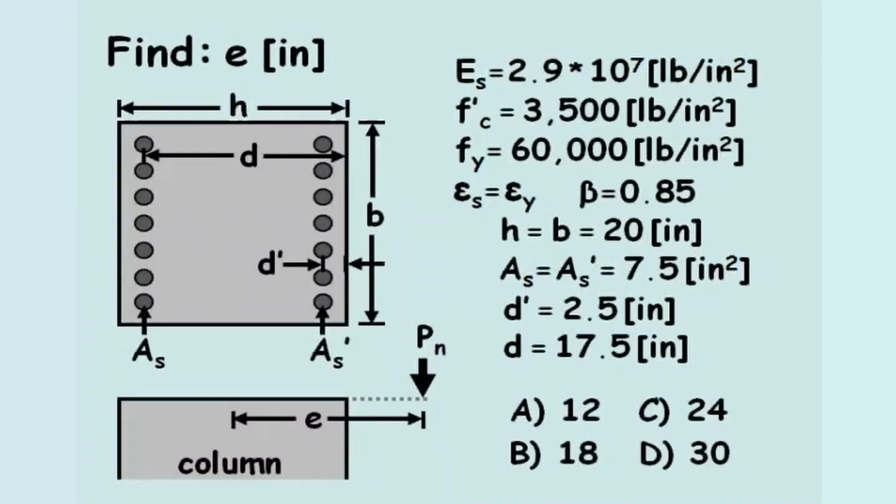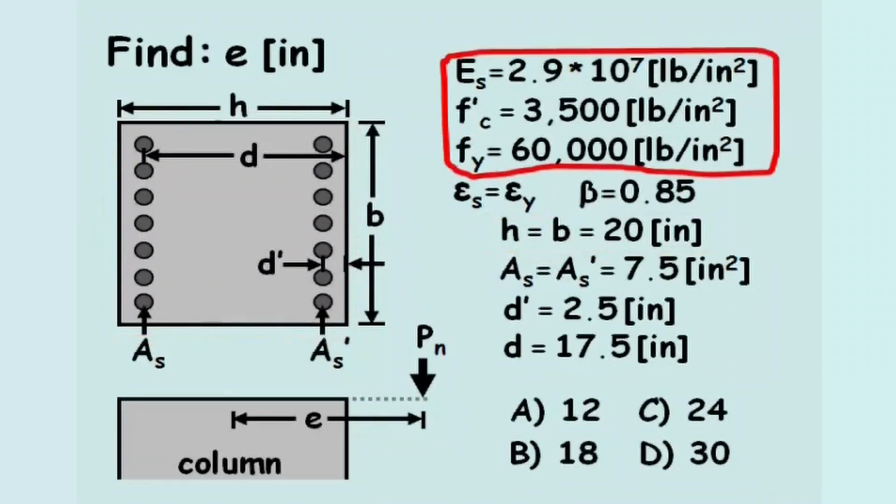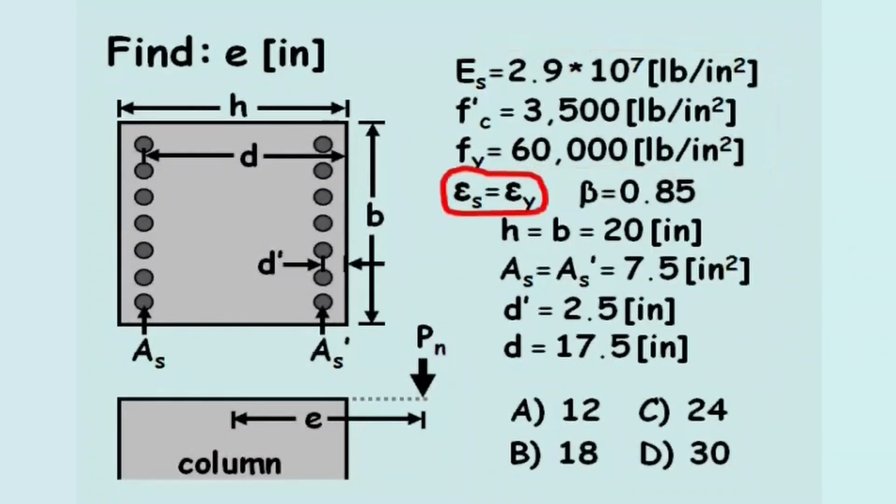Find the eccentricity in the column in inches. In this problem, a 20-inch by 20-inch doubly reinforced square column is eccentrically loaded. The Young's modulus, compressive strength of the concrete, and yield stress of the steel are provided. We also know that the strain in the tension steel equals the yield strain, and we've been provided the area of steel for both the tension and compression sides of the column.